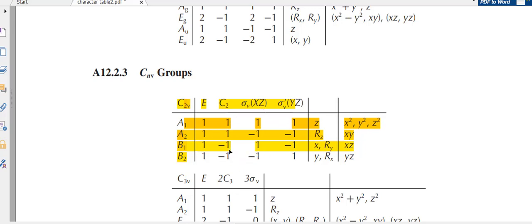These numbers are characters of irreducible representation. These letters which are present, z square, y square, x square, or z, xy, x, ry, xz, y, rx, yz, etc. are obtained by performing these symmetry operations like E, C2, sigma v xz and sigma v dash yz on the different orbitals, s orbital, p orbitals and d orbitals, and the rotation vectors rx, ry and rz.